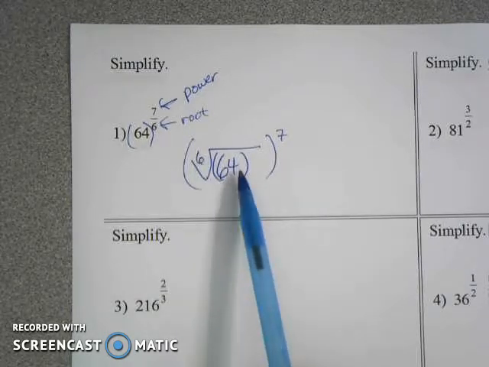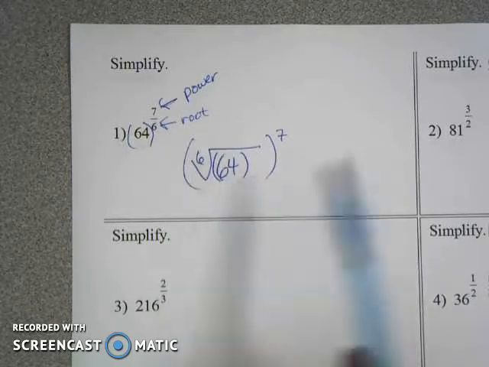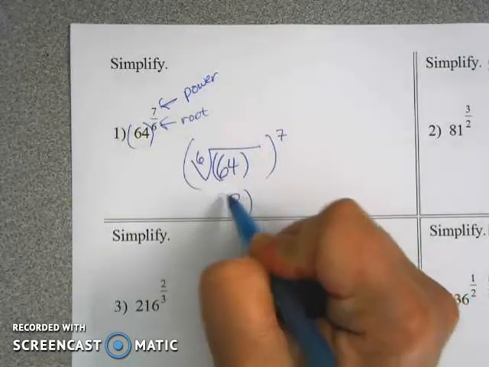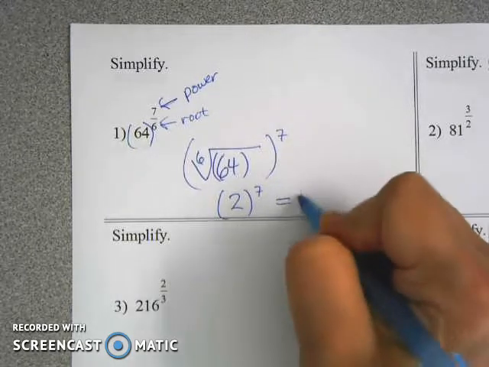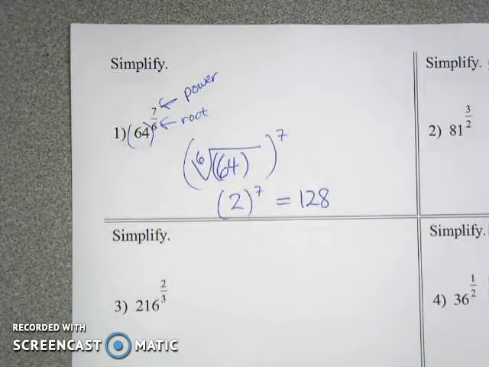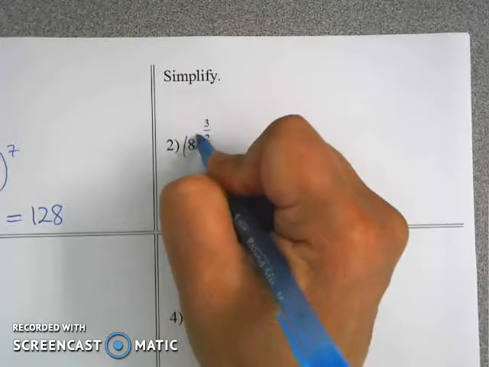So the sixth root of 64, and at this point you could use a calculator and say, hey, the sixth root of 64 is just going to be 2. And now I'm going to take that and raise it to the power of 7, and I would get 128 for my answer.